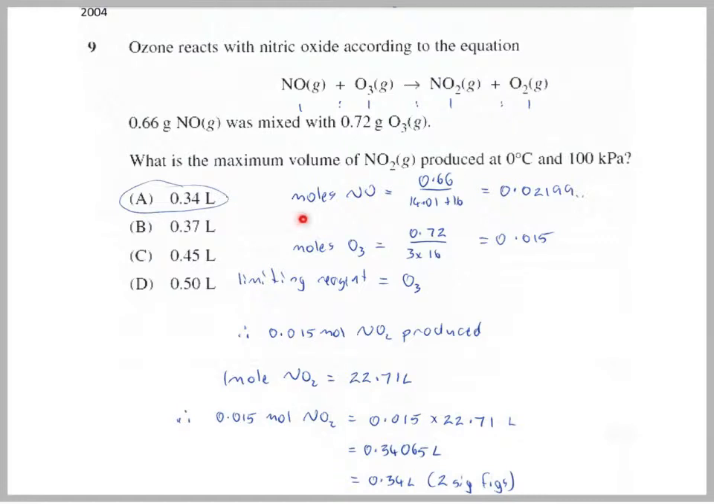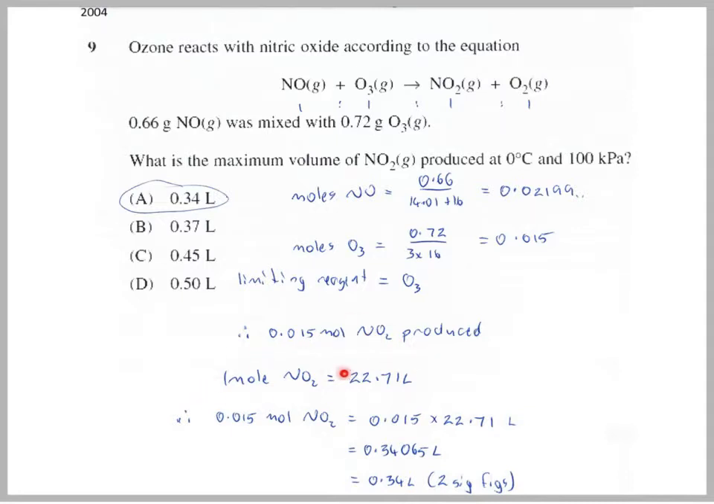We can work out moles of nitric oxide. So 0.66 over the molar mass, that's mass over molar mass, and we get that lovely number. Same with ozone. Moles ozone equals 0.72 over the molar mass of ozone equals 0.015. Now, therefore, the smallest number is 0.015, and again we're going all this 1 to 1 ratio. So I've got 0.015 for ozone, so ozone is our limiting reagent, and the moles of that will determine the moles of NO2 that is produced. And that's just a straight 1 to 1. So we can say, therefore, 0.015 moles of NO2 is produced.